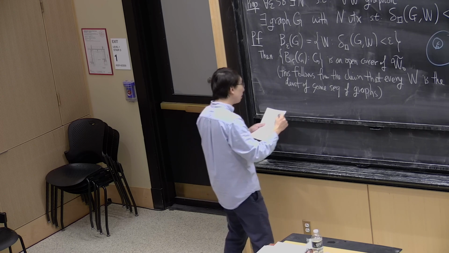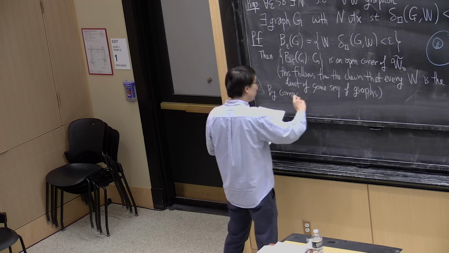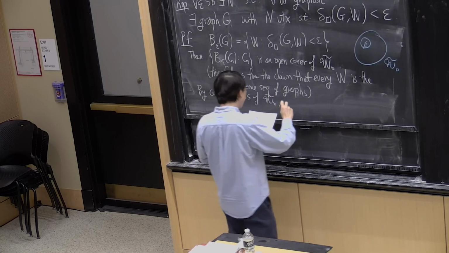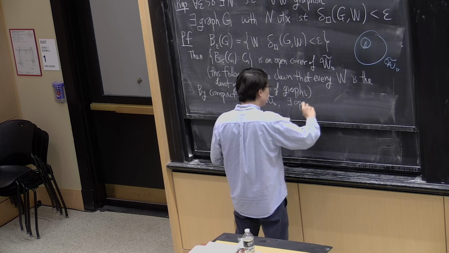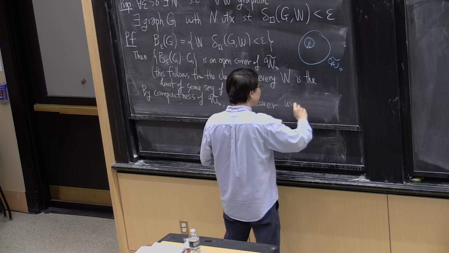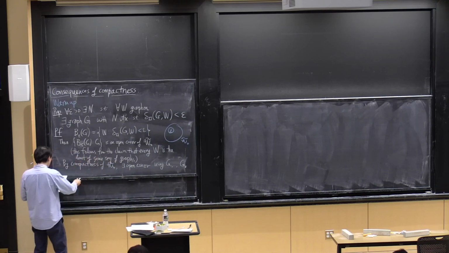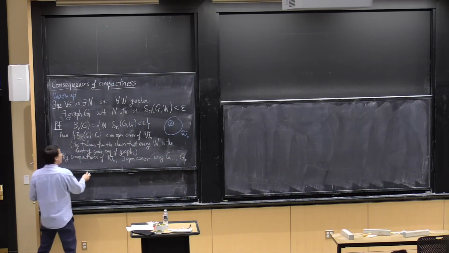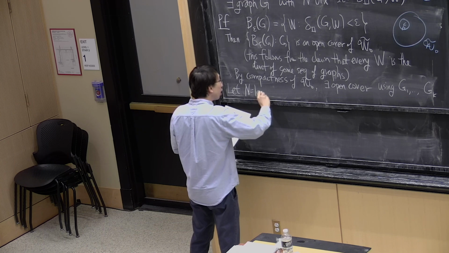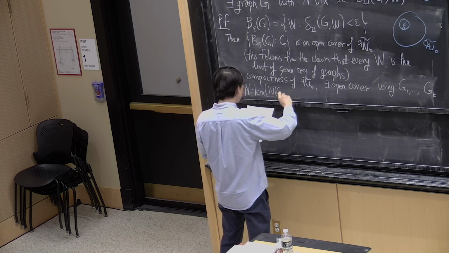But now we have this open cover. So by compactness of the space of graphons, we can find an open cover using a finite subset of these graphs. So G1 to GK, it's a finite subset. They form an open cover. And now we let n be the least common multiple of all of these vertex set sizes.